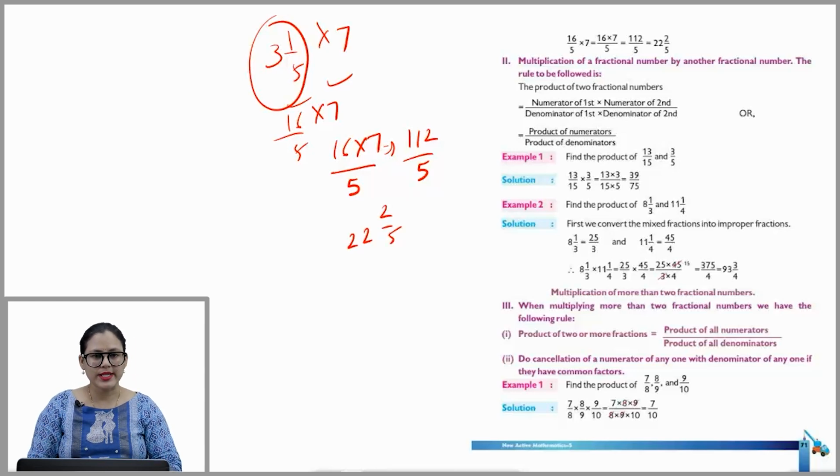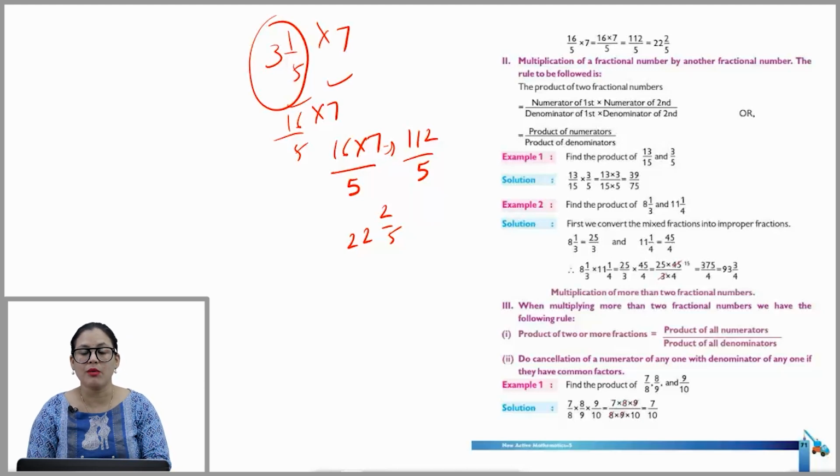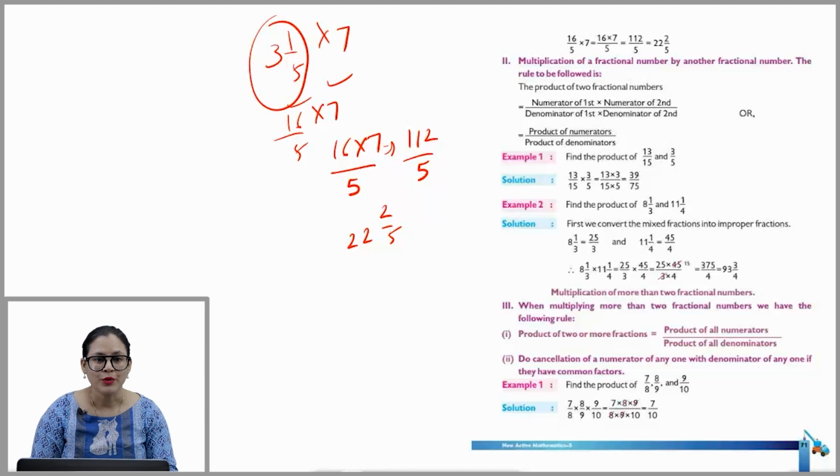Right. Number 2 is multiplication of a fractional number by another fractional number. The rule to be followed is the product of two fractional numbers is numerator of first into numerator of second, and denominator of first into denominator of second, or product of numerators upon product of denominators.